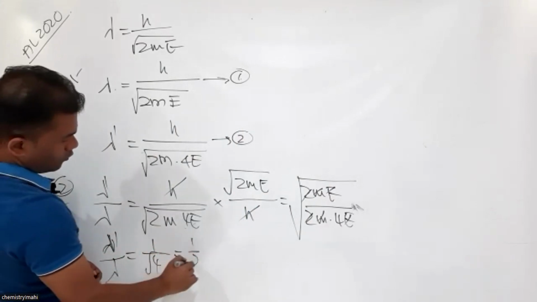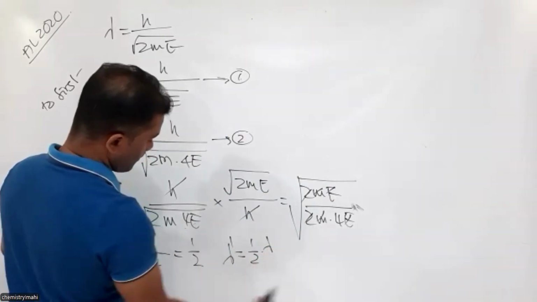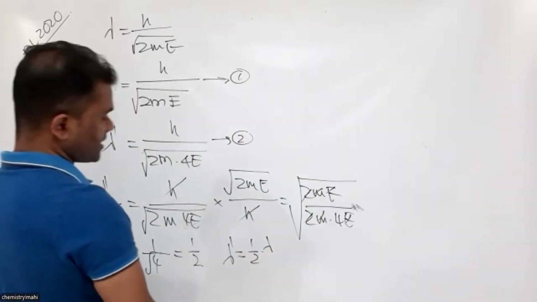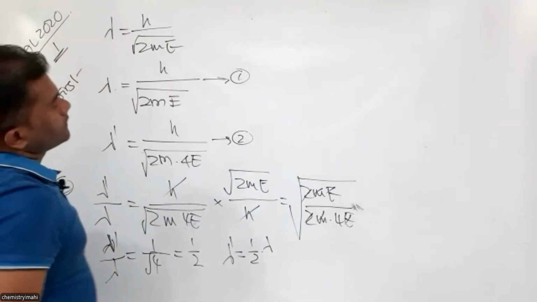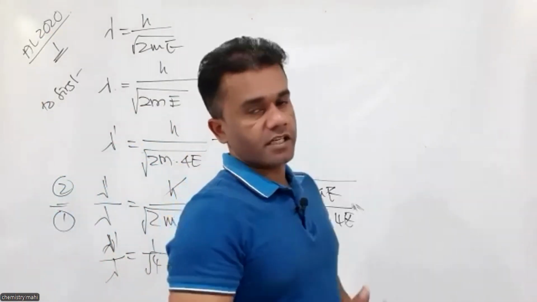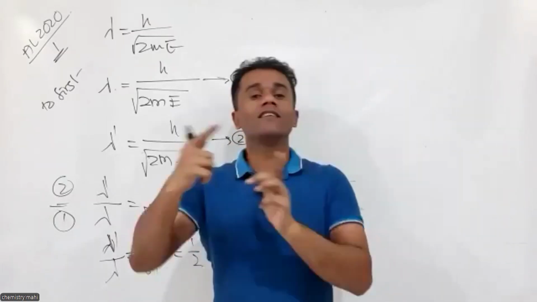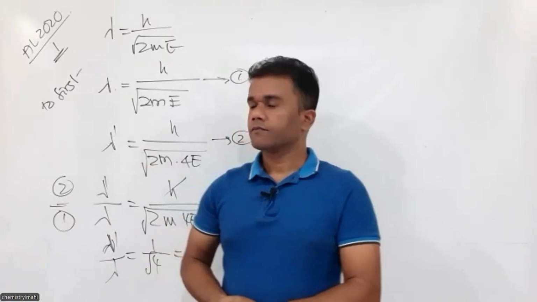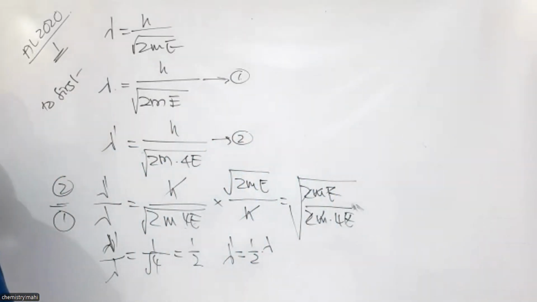So what's that? It's 1 over 2. If I make lambda dash the subject, it will be half times lambda, that means lambda over 2. The first answer should be lambda over 2. Once you increase the kinetic energy of a certain particle by 4 times, your new wavelength will be half of the initial wavelength. That's what we get through this calculation. This is an A-level 2020 question. First answer, yes, correct.